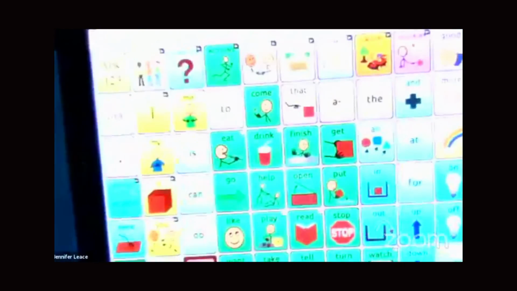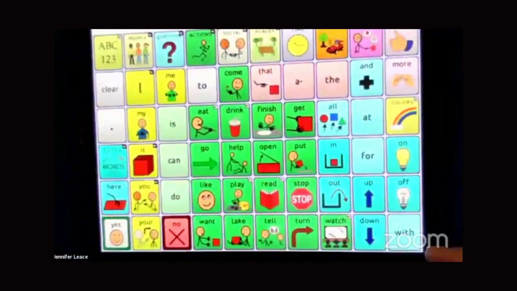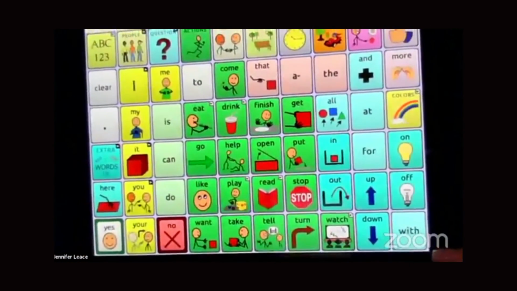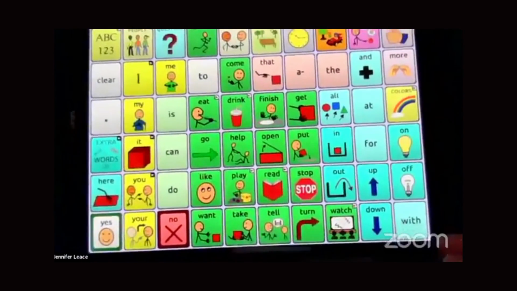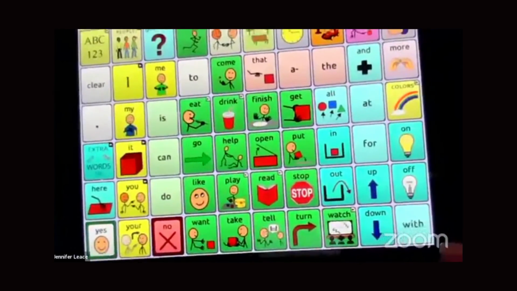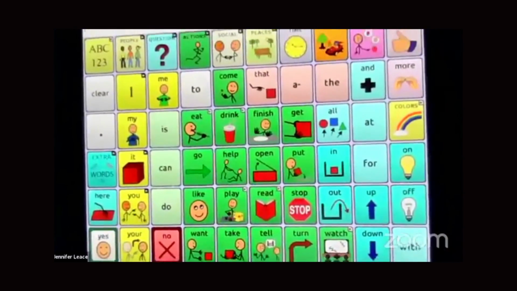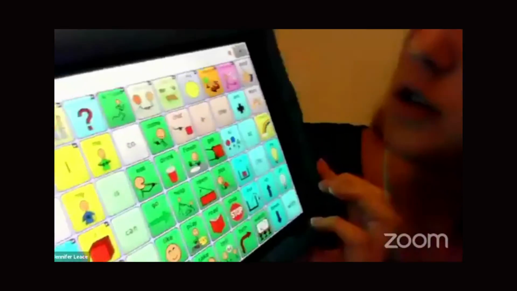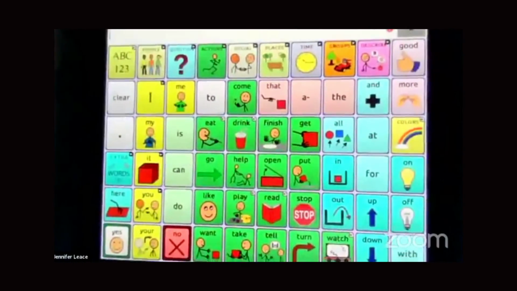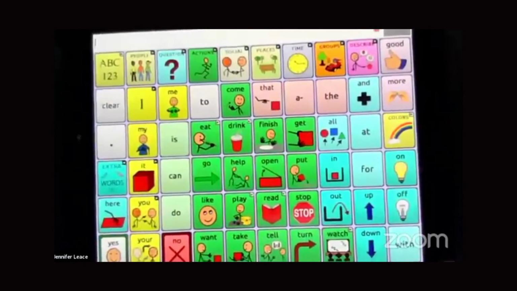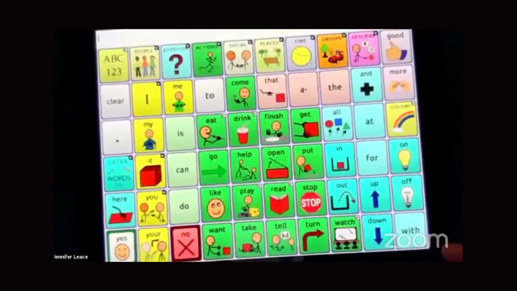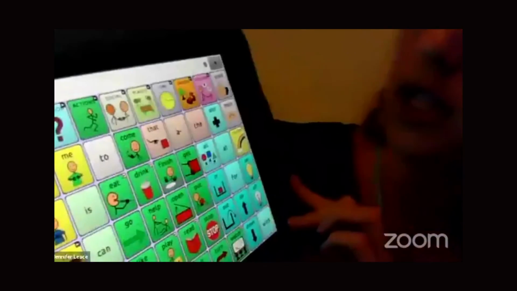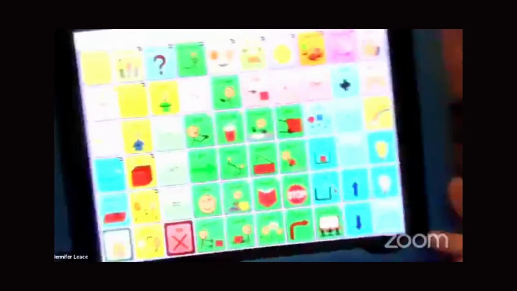So this one obviously has way more pictures, way more vocabulary, way more in the field. For someone who's more of a proficient user, this could be a great match for them. If you have any more questions about this device, you can send me an email. This is something that you can get through school for your kid or through your insurance. The brand is Sotillo, and it's called NovaChat.